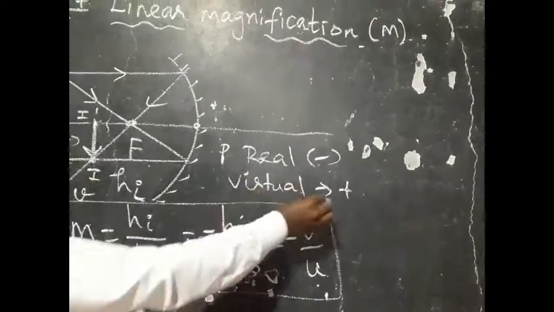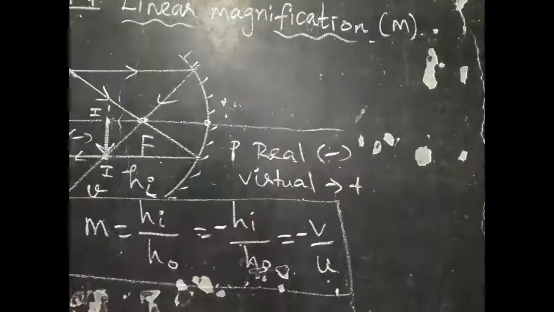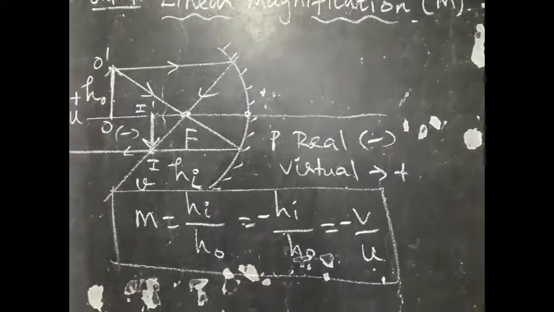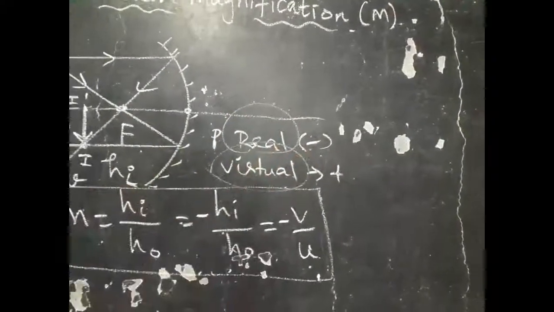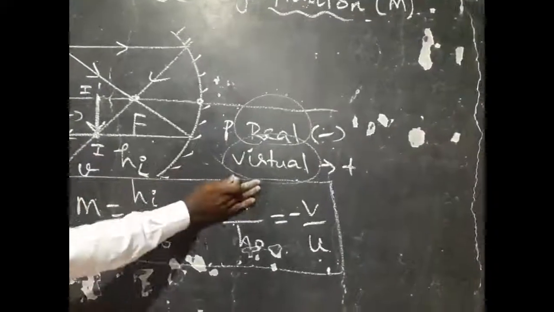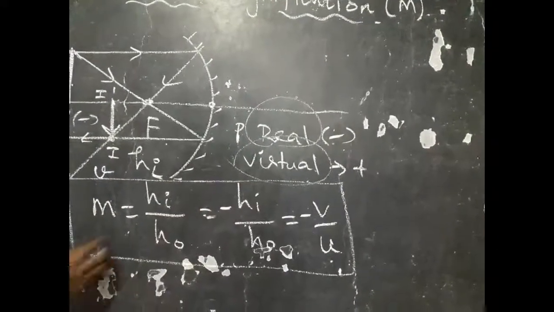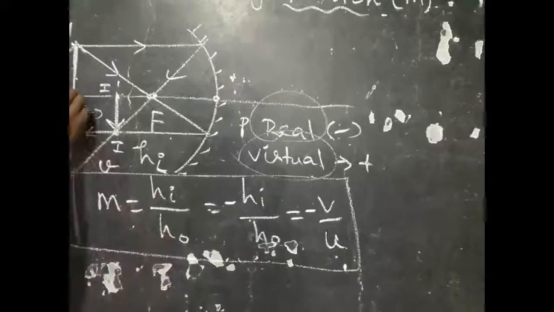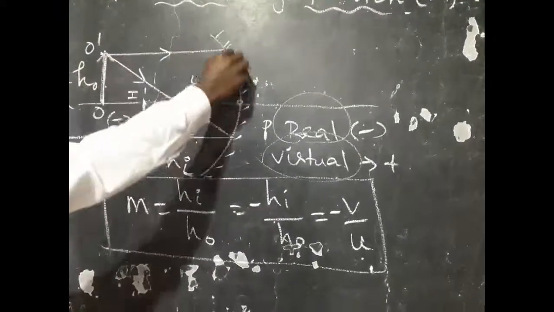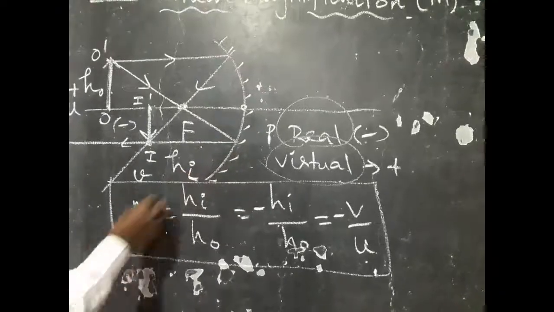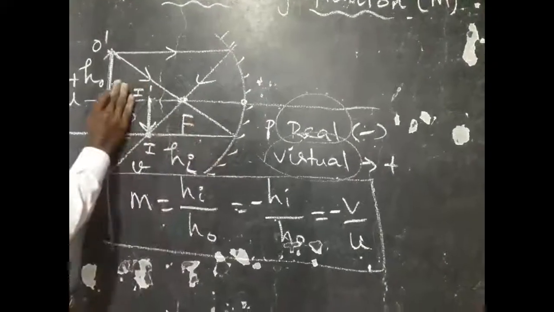So a virtual image is positive, a real image is negative. As we know, mirrors form real and virtual images. So what is the magnification of this? It is the ratio of the height of the image to the height of the object. The mirror diagram is not given in the book itself, but you have to understand it easily.